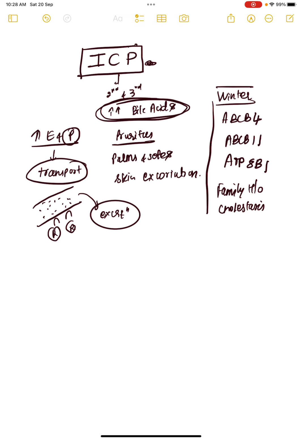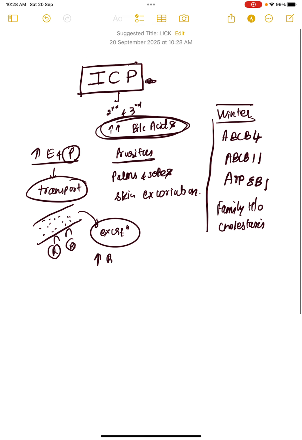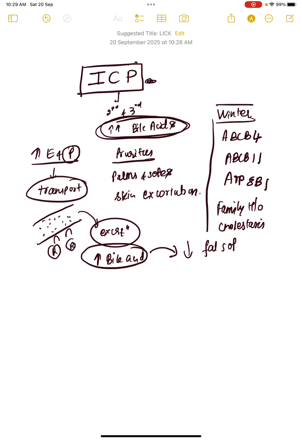So what happens if there are increased bile acids? Increased bile acids impede the micelle formation, so it is not available for its action. So this reduces the absorption of fat soluble vitamins. What are the fat soluble vitamins? A, D, E, K. So this K is affected, and therefore clotting factors are affected. What are the vitamin K dependent clotting factors? 2, 7, 9 and then 10.